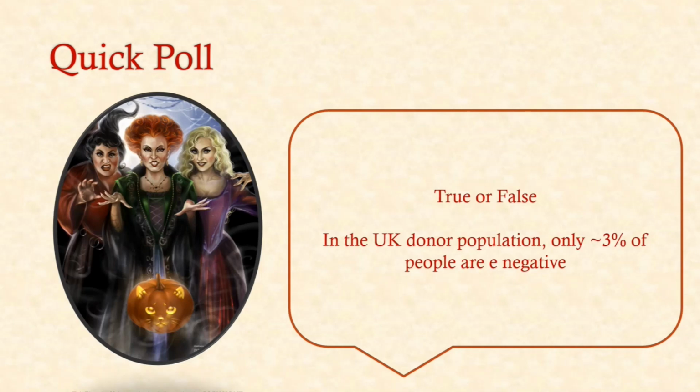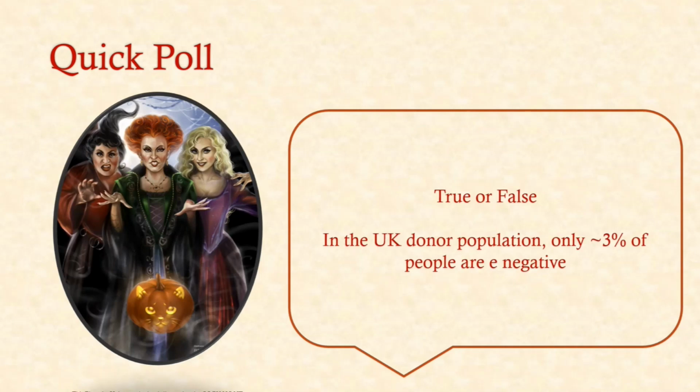So we've got almost 60 responses. 88% of people are saying that that is true, that only 3% of the UK donor population are little e negative. And that is true. So that's your R2. When you're putting orders in for R2, it could just be that the stock is not available in your centre and we're having to move it around, and that's because there is just a limited supply of that blood. So that is something that you should only order if you really need it.